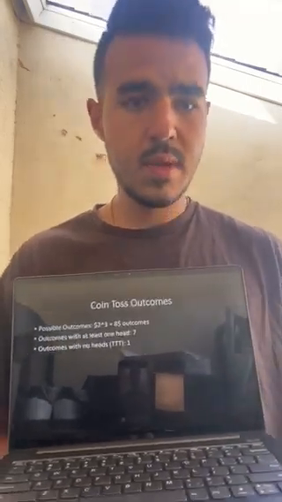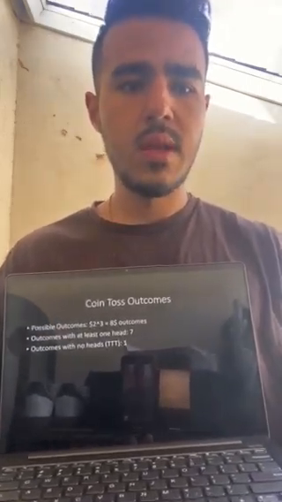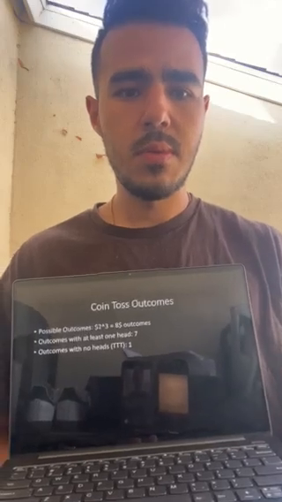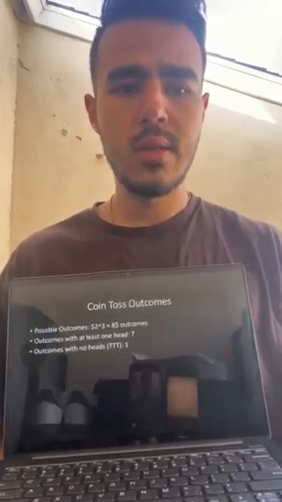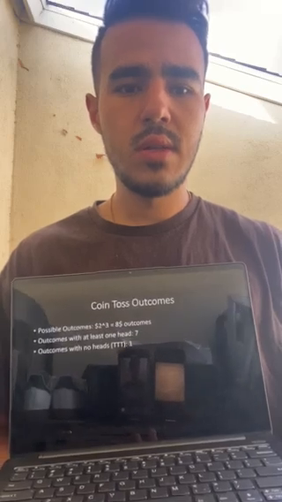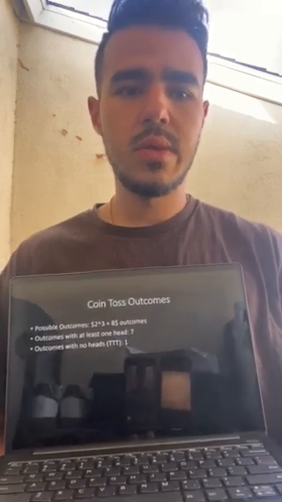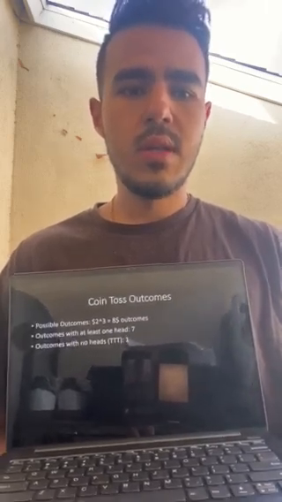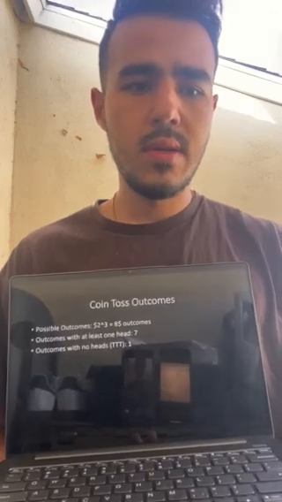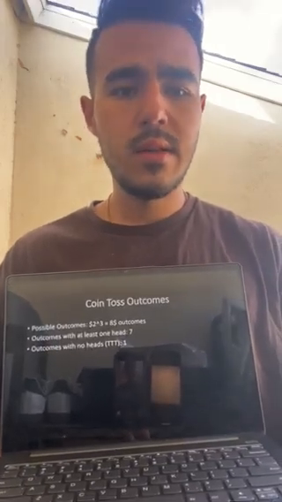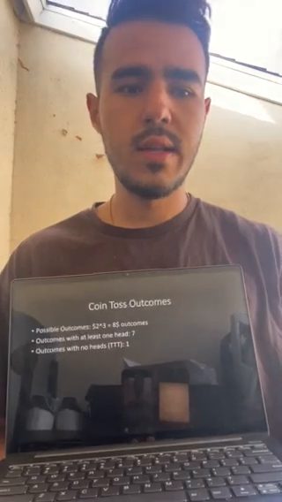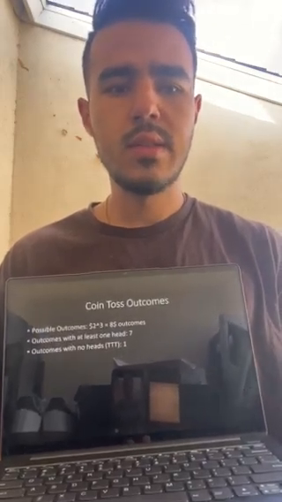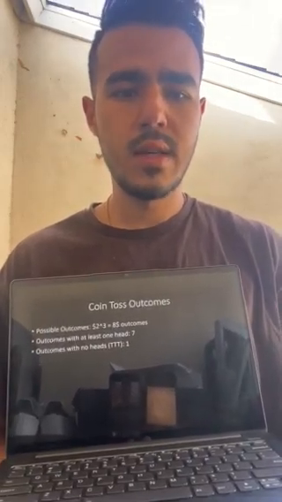Slide 3. Coin toss outcomes. Let's move on to a different type of problem involving coin tosses. Imagine tossing a coin 3 times. Each toss can result in either a head or a tail, which gives 8 possible outcomes. These outcomes are head head head, head head tail, head tail head, head tail tail, tail head head, tail head tail, tail tail head, and tail tail tail.